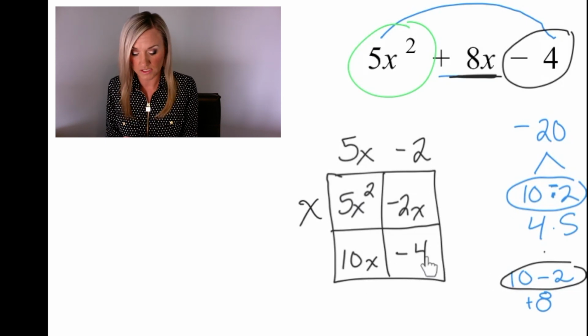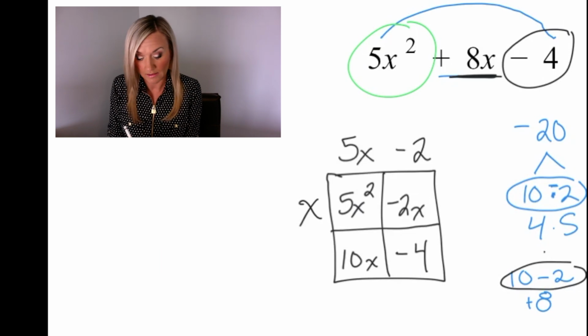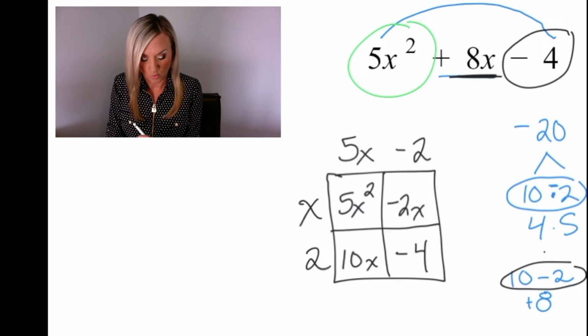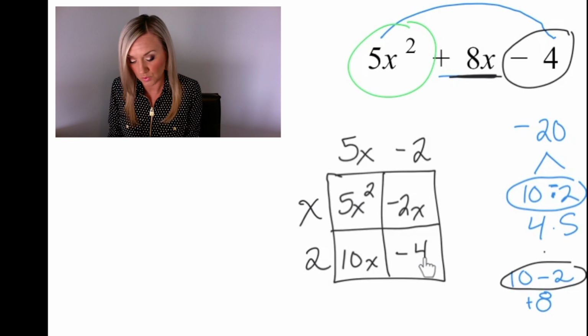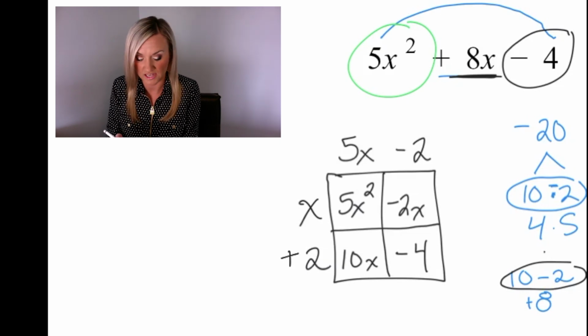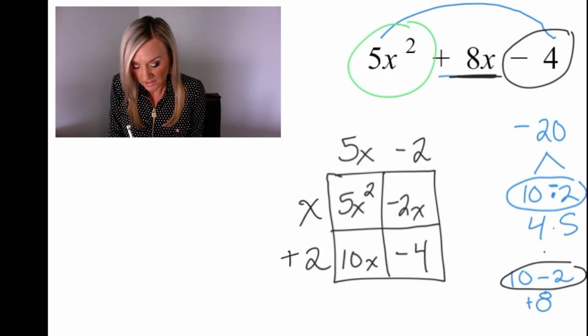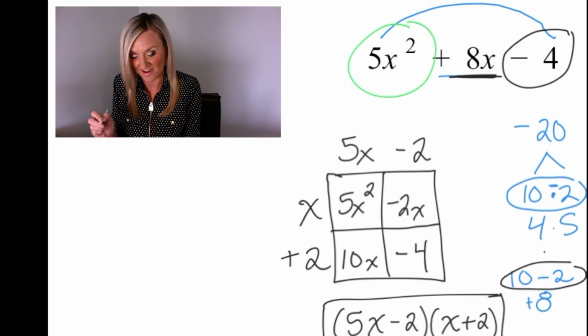Coming down for our last term, we have a 10x and a negative 4. The greatest number I can divide both of those by is a 2. Let's see if that works when we multiply. 5x times 2 does give me a 10x here, and 2 times negative 2 is negative 4, which means this is definitely a plus 2 for our sign. And there we have it. The factored form is 5x minus 2 times the quantity x plus 2, and we are done.